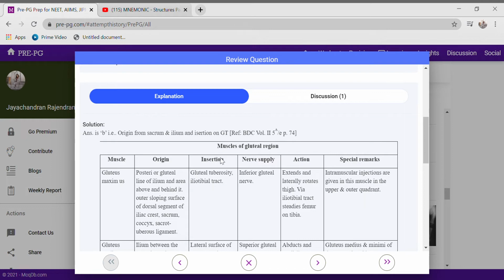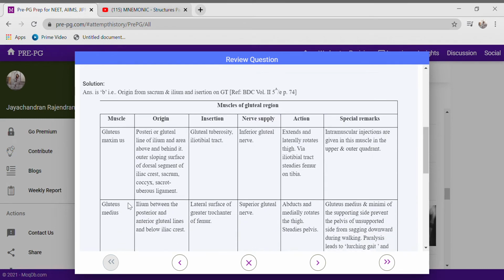So gluteus maximus gets origin from the sacrum, coccyx, iliac crest, ilium, and sacrotuberous ligament. It is inserted at the iliotibial tract and then the gluteal tuberosity. The nerve supply is the inferior gluteal nerve. The action of gluteus maximus is the lateral rotator of the thigh and also extension of the hip joint. The special characteristic of gluteus maximus is the intramuscular injection which is given onto it, in the upper and the outer quadrant.